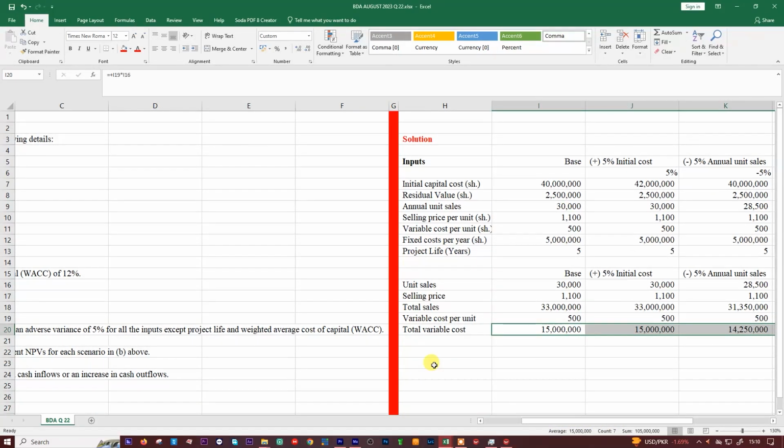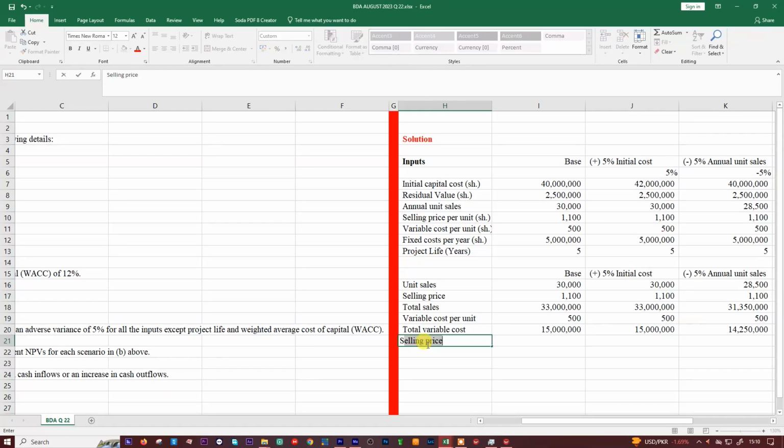Once we have the total variable cost, we can now pick the sales variable cost. So, sales variable cost. We can see that it is just going to be the total sales, and then we add the total variable cost. That's what we're going to do. So it's going to be the sales, which is there. Then we add that value.